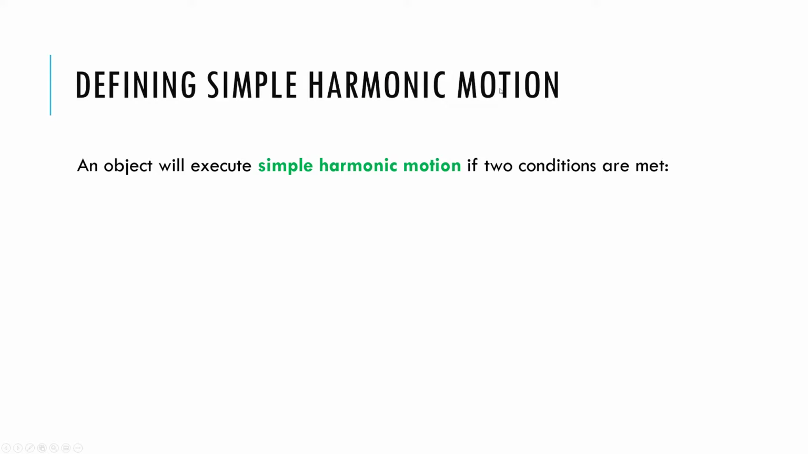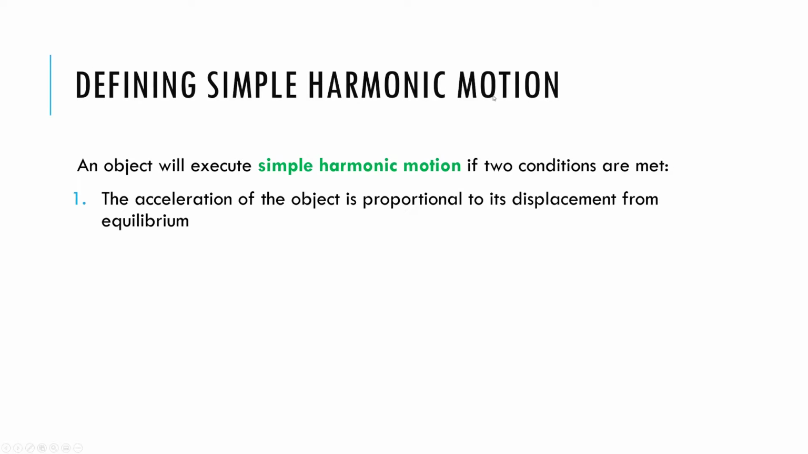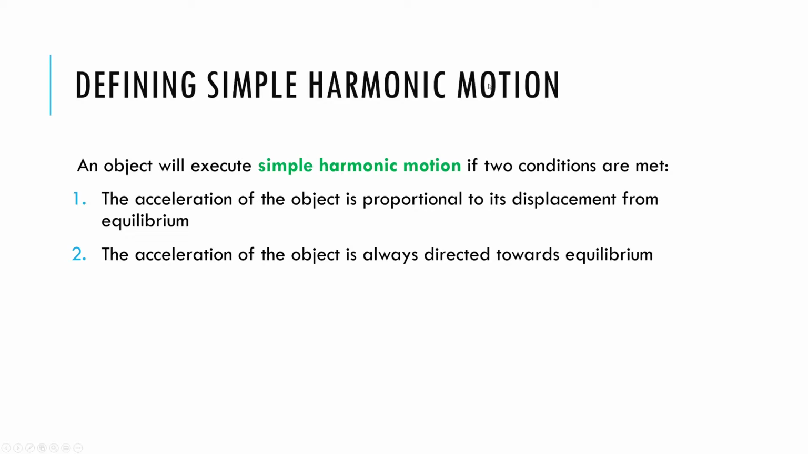Alright, some things you definitely need to know. There are two really important conditions for this thing called simple harmonic motion to happen. And it's defined by these two conditions. It's a very mathy definition. The IB loves to ask you to define simple harmonic motion. It is always 2 points. You get 2 points for saying these two things.